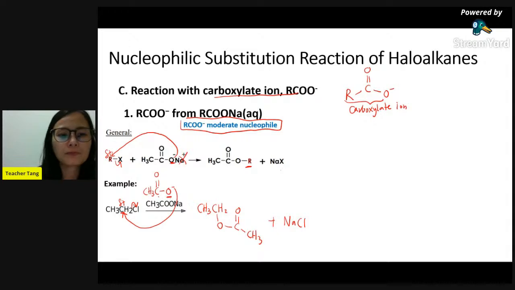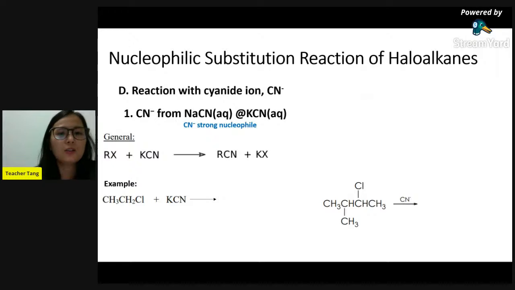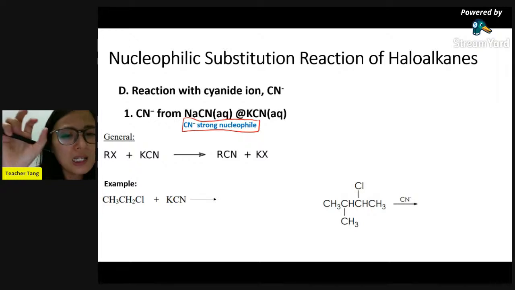So this is nucleophilic substitution reactions on haloalkane using carboxylate ion. Now we move on to look at nucleophilic substitution reactions on haloalkane. You can also use cyanide ion. Cyanide ion is a strong nucleophile. It is small and negatively charged, so it is a strong nucleophile.